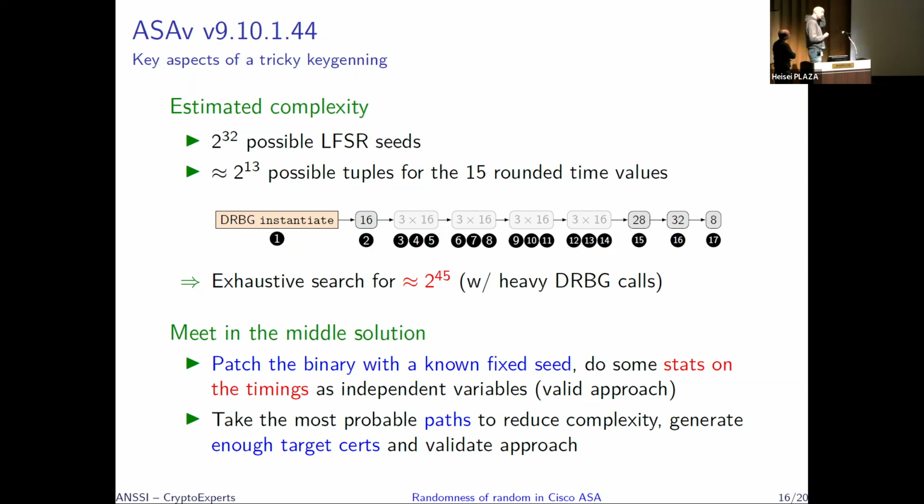So the idea we had to validate our implementation, because there are various elements to take into account, is to do a meet-in-the-middle solution. We decided to remove the LFSR seed part by modifying the binary ASA-V firmware that we had with a non-fixed seed, and work on the second part that was more on the CTR DRBG, to validate that our code did work and understand if we had problems with that.